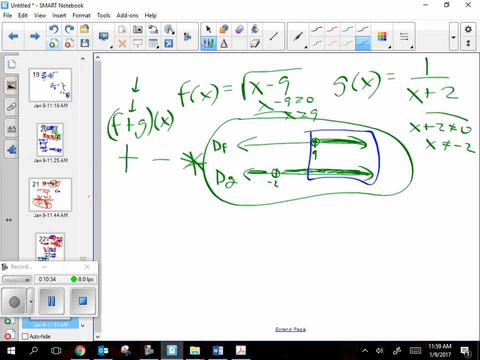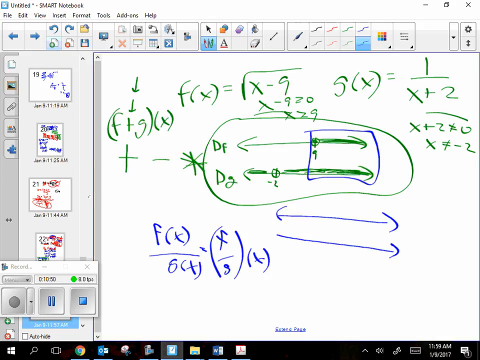All right, and there was one more kind that I haven't showed you yet, and that's f of x divided by g of x, or f over g of x. When you divide 2 functions, you have 3 number lines to check their domain. You have the domain of f, which is bigger than or equal to 9. You have the domain of g, which is not negative 2.